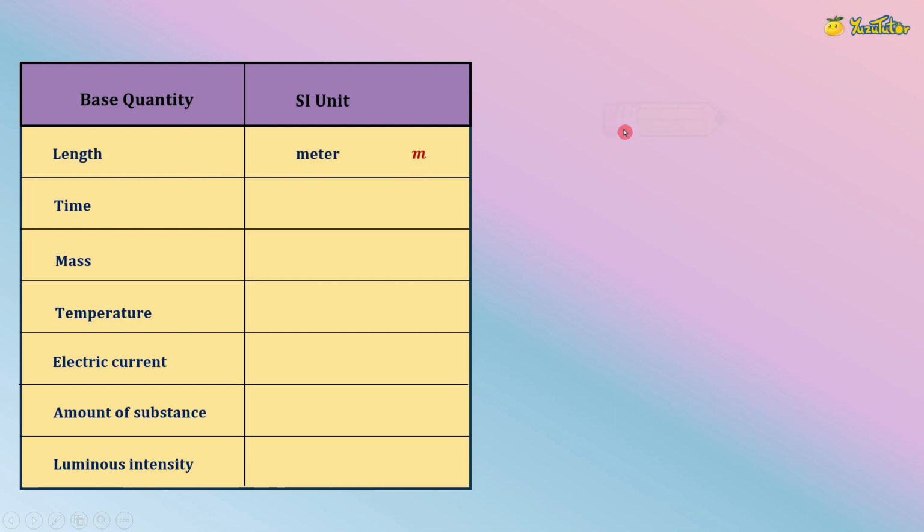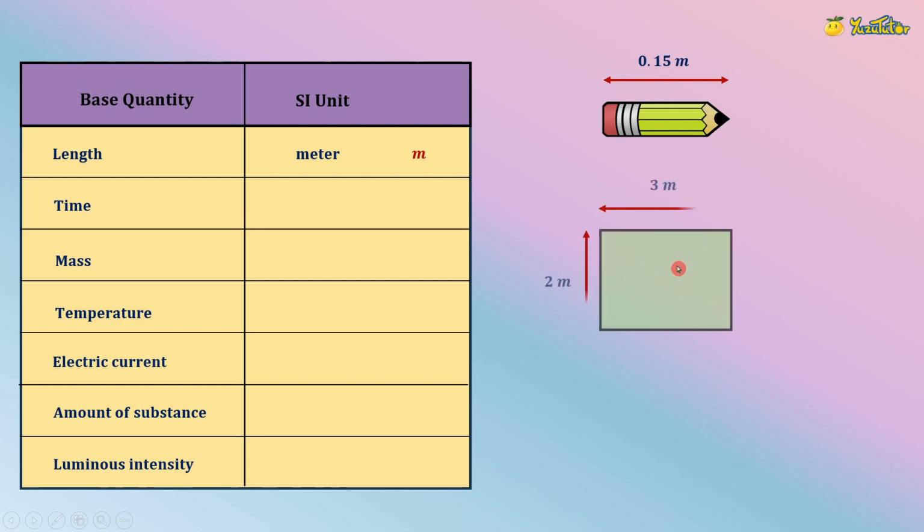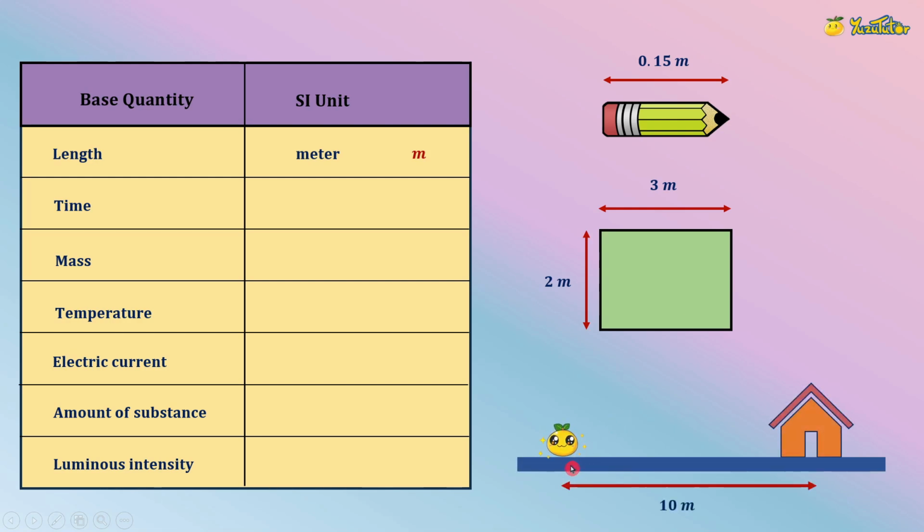For example, this pencil is 0.15 meters long. Next, look at this picture below. The width and the length of a rectangle are also measured in meters. Now, look at the pictures below. The character is 10 meters away from the house. This shows that distance is also measured in meters.